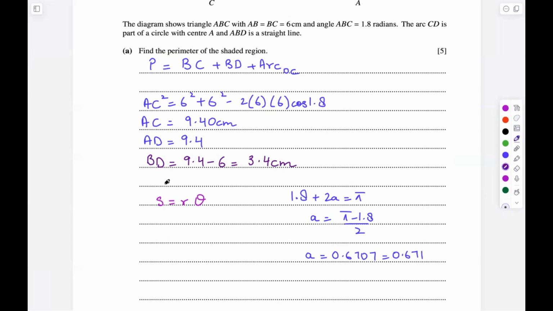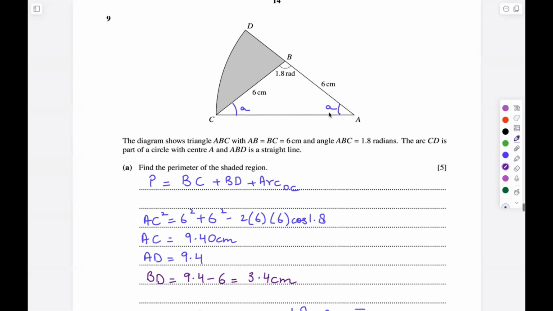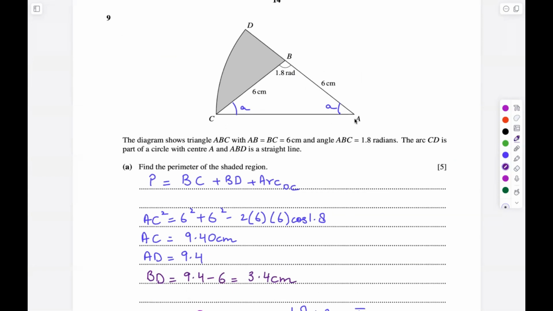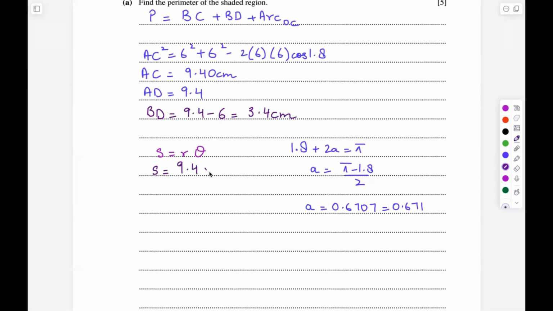Once we have the angle 0.6707 or 0.671, the arc length will be R theta, where R is the radius of the circle with center A, which is the length AC. So AC was 9.4. So this will be 9.4 multiplied by 0.6707. We always take the complete value when we are calculating and then round off in the end. So 9.4 into 0.6707 will be equals to 6.306.